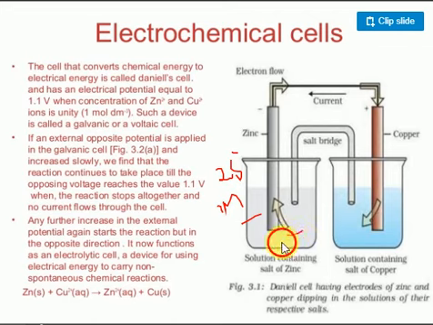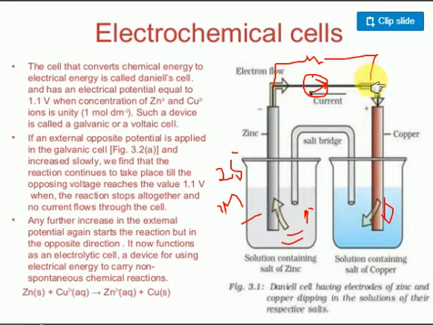Just consider as time goes on, the concentration of Zn2+ ion increases. The concentration of the copper ion will decrease. So this is the internal circuit, this is the external circuit. If I place a voltmeter, it will measure how much volt is generated. Suppose I connect to some external circuit.